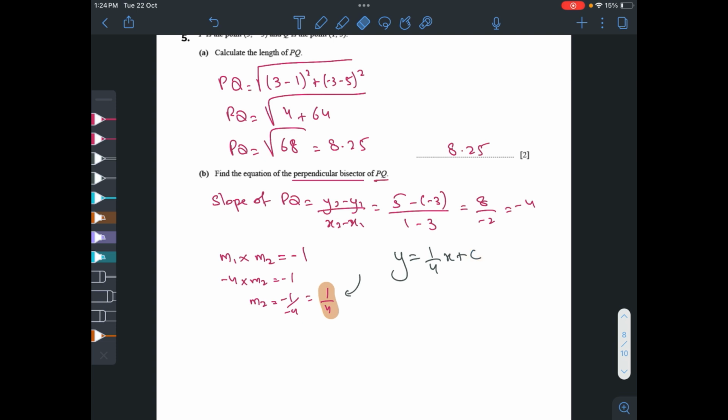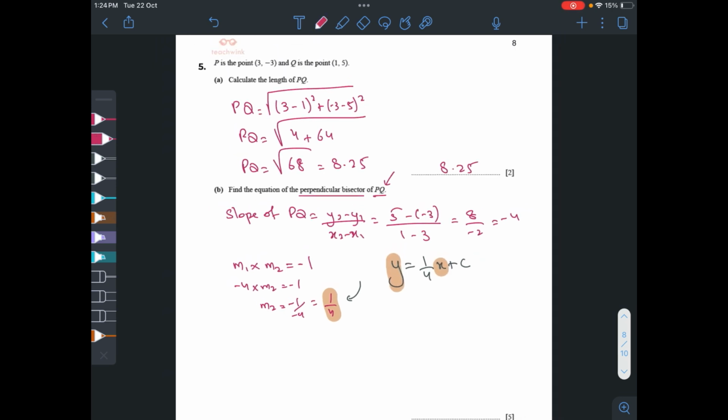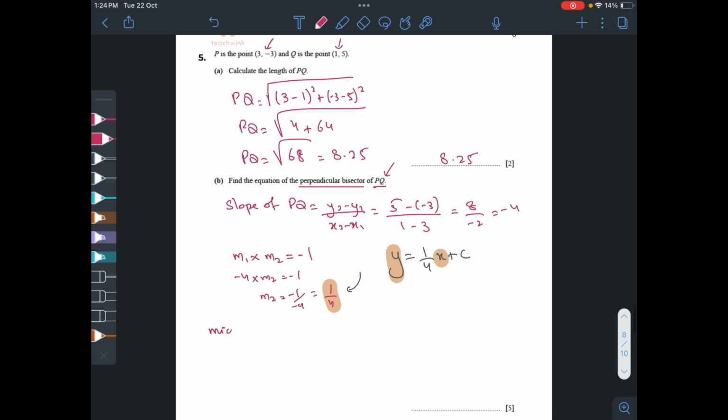In order to find the value of c, you are supposed to find the midpoint of PQ first, so that you can use that in place of x and y. So the coordinates of P and Q are 3 and negative 3 and 1 and 5, and the midpoint of PQ can be found by doing 3 plus 1 over 2, that gives us the x value, and you do negative 3 plus 5 over 2, that gives us the y value. So this becomes 4 over 2 and 2 over 2. Simplify, this becomes 2 comma 1. This is the midpoint of PQ.